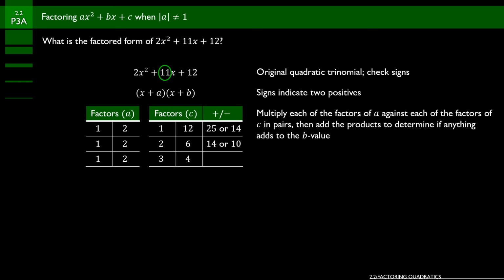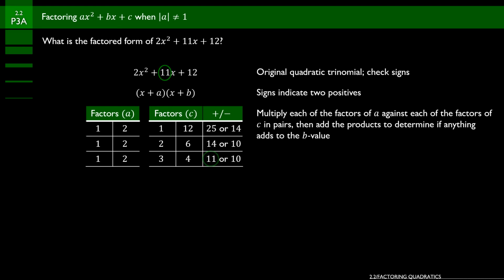Now we're going to move on to the final set of factors, which is 3 and 4. So we're going to go 1 times 3 and 2 times 4. 1 times 3 is 3, 2 times 4 is 8. Add those together, you get 11. The 11 is going to be our solution. If we had done 1 times 4 and then 2 times 3, those together would have added to 10. So again, that would not have been our solution.